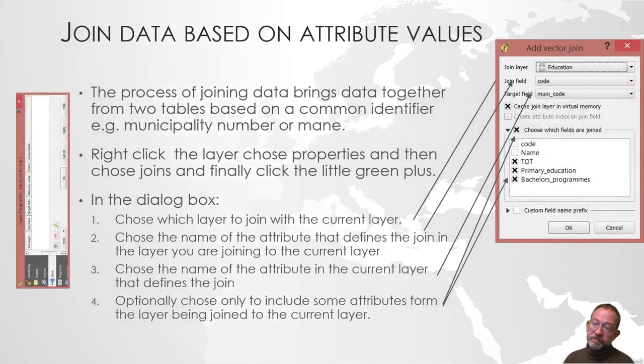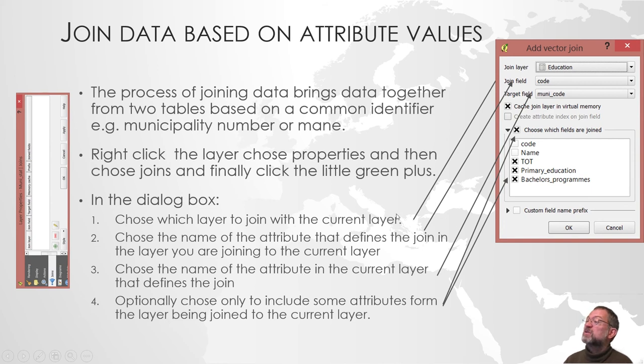First of all, the process starts by you identifying common attributes in the data set you want. You then right-click on the data set you want the data to go into. Typically, the situation is that you have an Excel spreadsheet that you want to join into a feature class of municipalities. So you right-click on the feature class with the objects that you want the data to go into, and then you go to the properties of it and then choose joins. And in there you click the little green plus, and then that will ask you to create your joins.